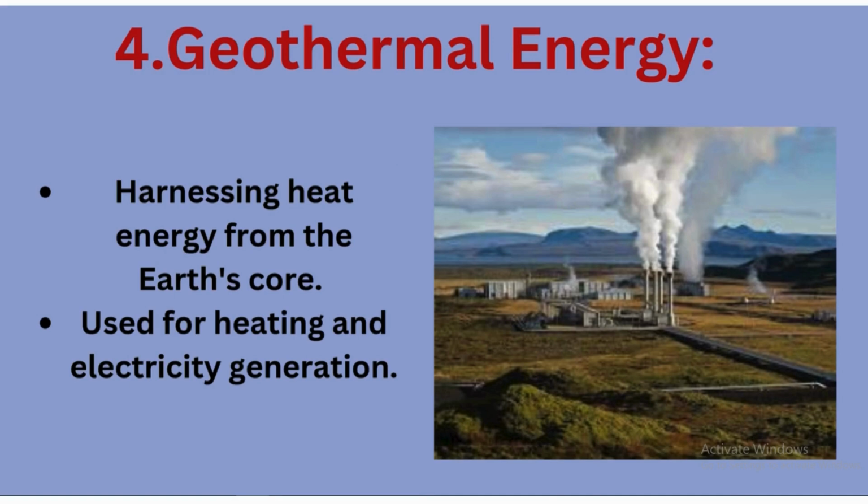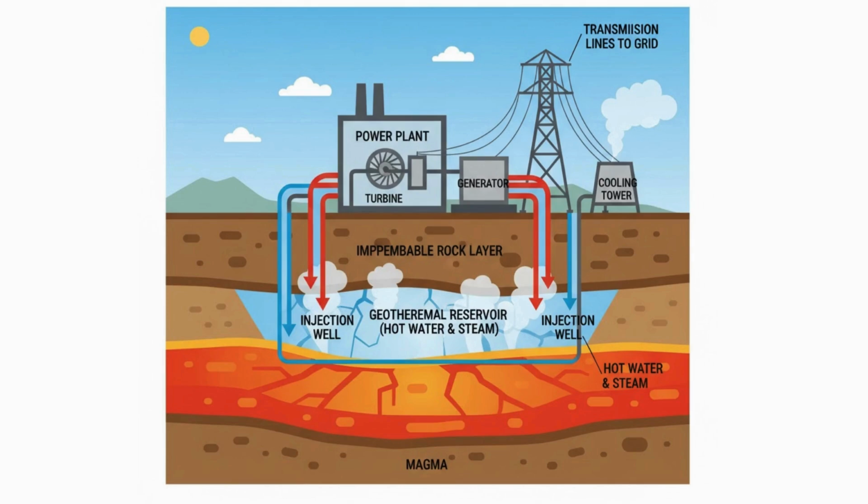The fourth example of a renewable energy source is geothermal energy. It can be defined as harnessing heat energy from the earth's core. Basically we use it for heating or electricity generation. Now the question is how it works. First, heat from the earth: deep beneath the earth's surface, rocks are extremely hot because of the natural decay of radioactive materials and the leftover heat from the earth's formation.